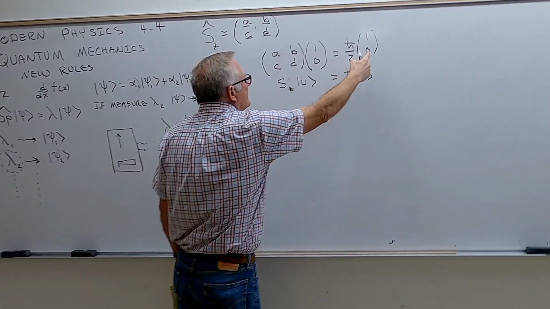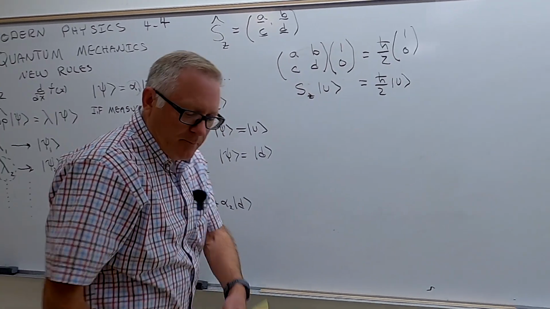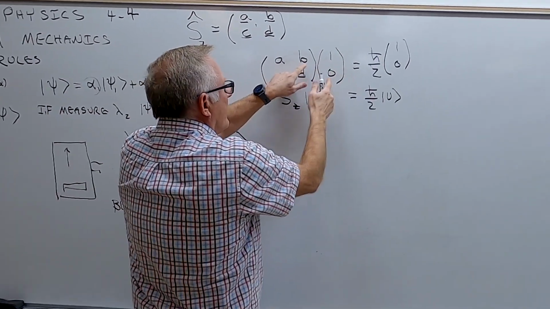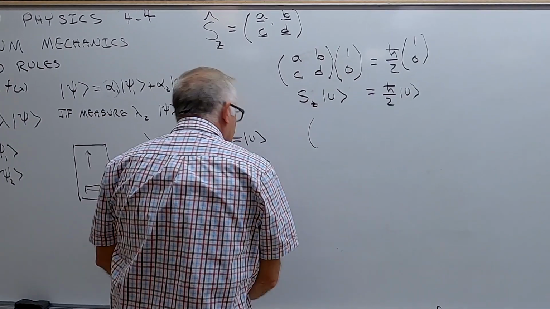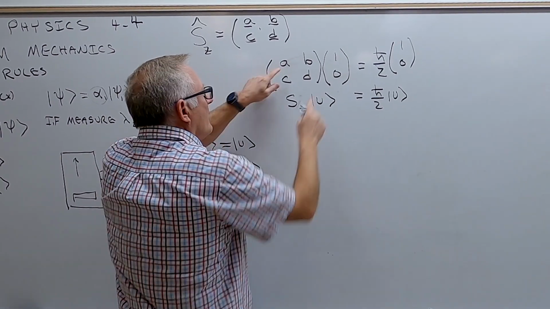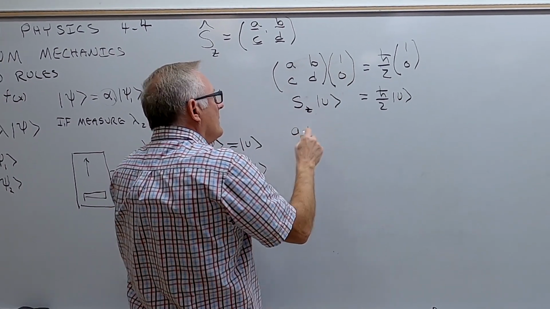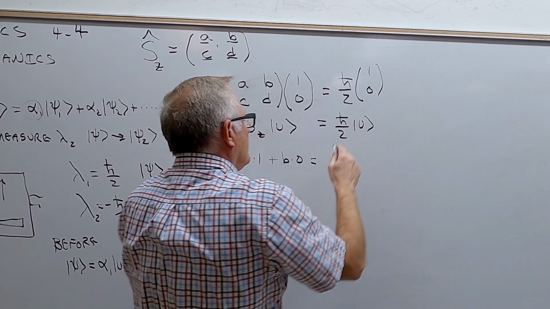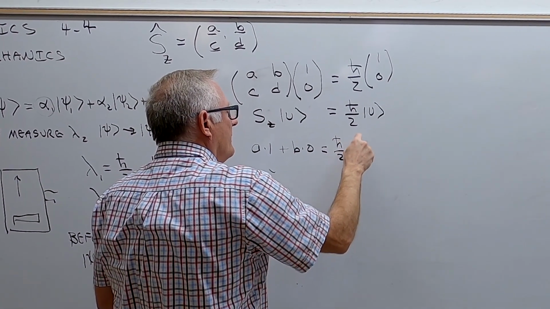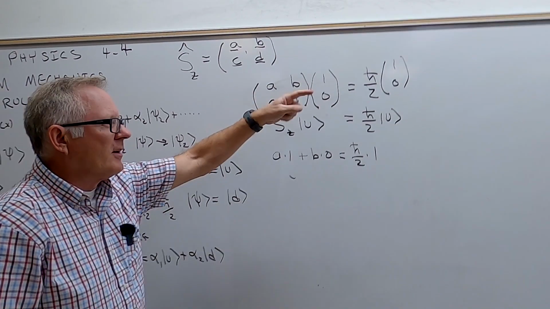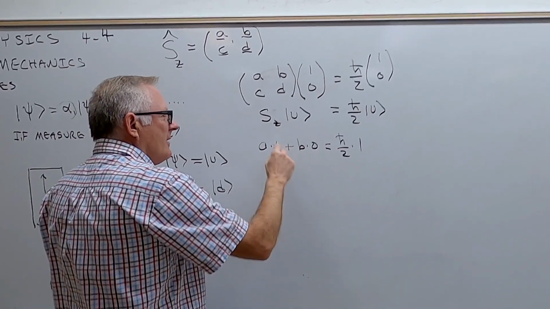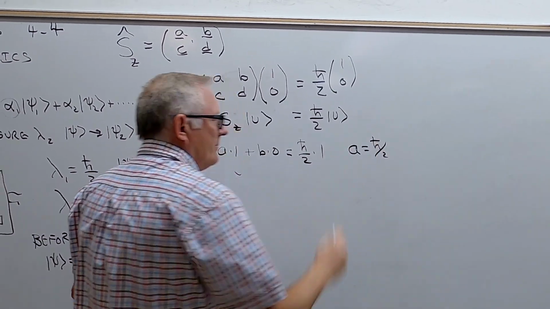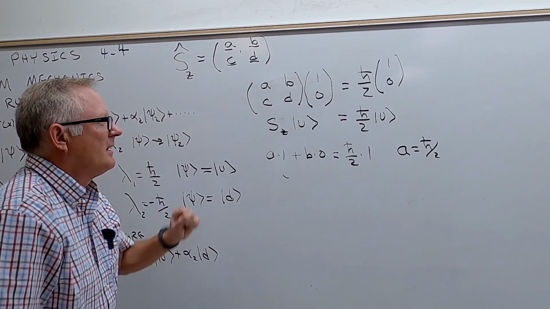Okay, well, let's look at this. This is really 2 equations up here. Let's look at, if we just put these together, what do we got? We got A times 1 plus B times 0 equals h bar over 2 times 1. Okay, that's just going across the top. Well, this is gone, and A is just h bar over 2. So we have one element of the matrix.